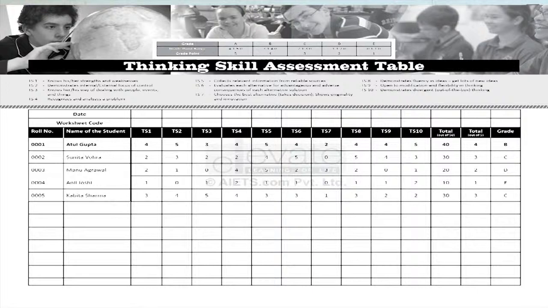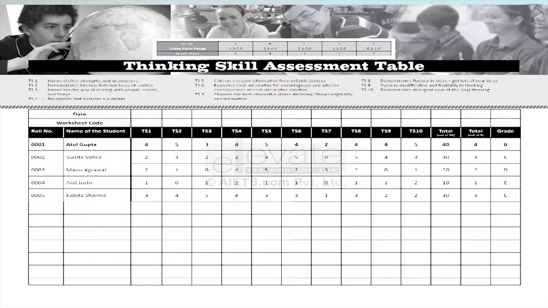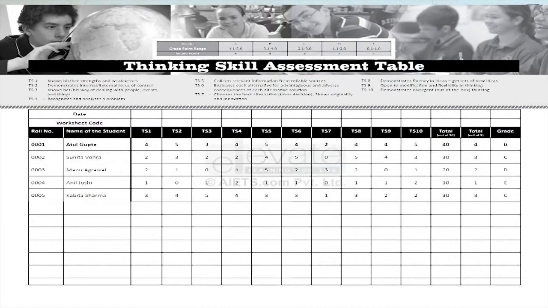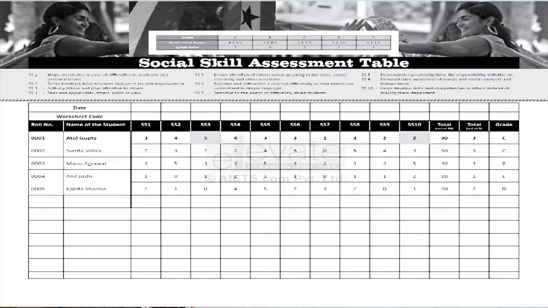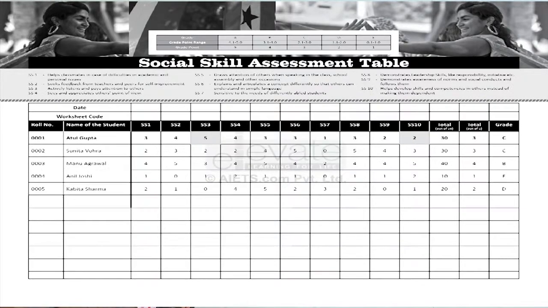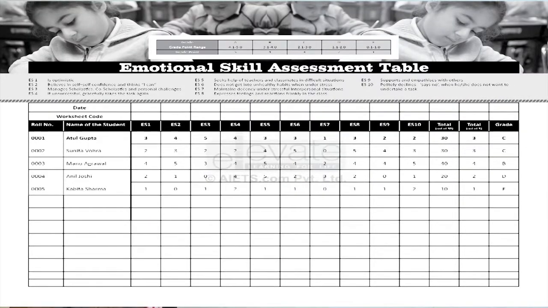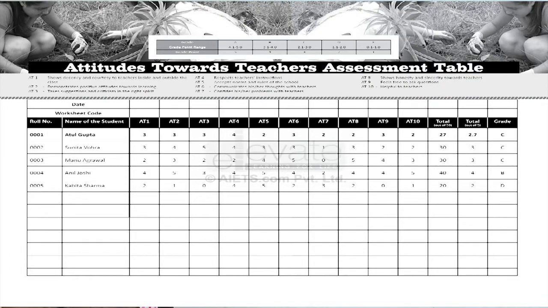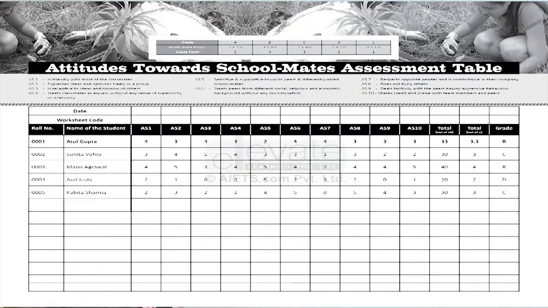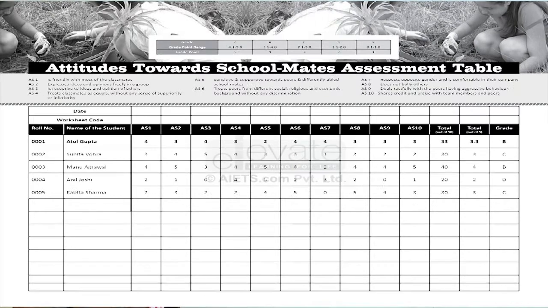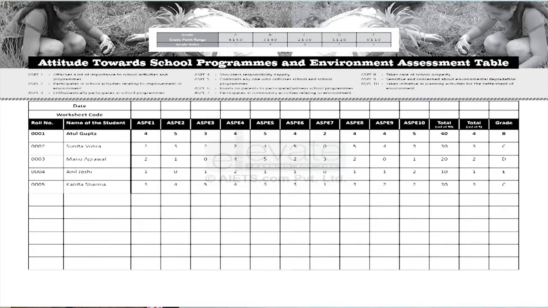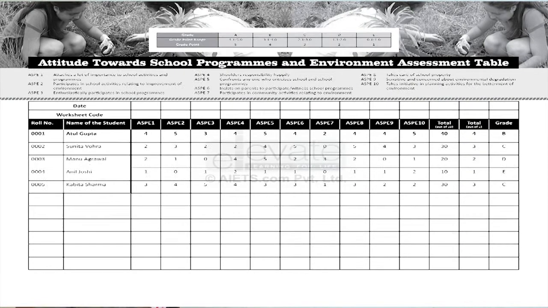Come back to thinking skills once again. Thinking skills, the complete chart is done, and this is to be done in one year's time. Social skills, this is done in one year's time. Emotional skills, same way it is done. Attitude towards teachers, it is done. Attitude towards schoolmates, that is also filled. Attitude towards school program and environment, that is also done.